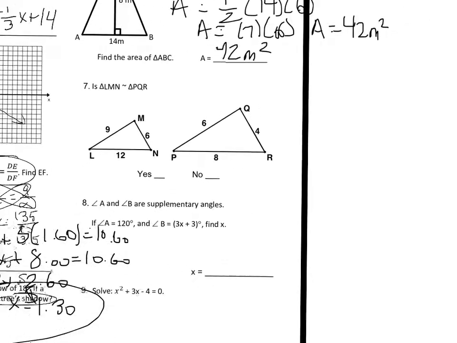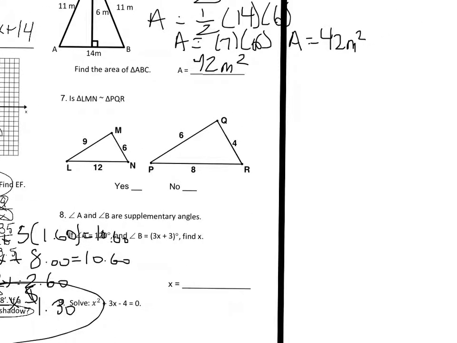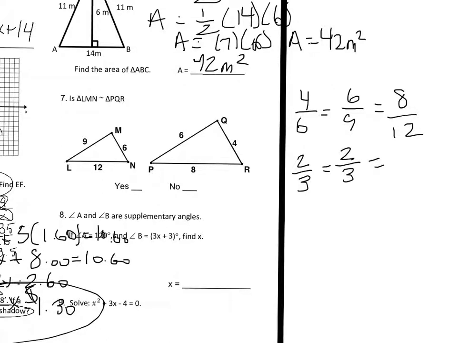So let me move this over here so I can get some space, and I'm going to start setting up some proportions. I'm going to start with my smallest over my smallest, medium over medium, and largest over largest in terms of side lengths. Simplify all those fractions. Well, 2 goes into both 4 and 6, so I get 2/3. 3 goes into both 6 and 9, so I get 2/3. 4 goes into both 8 and 12, and I get 2/3.